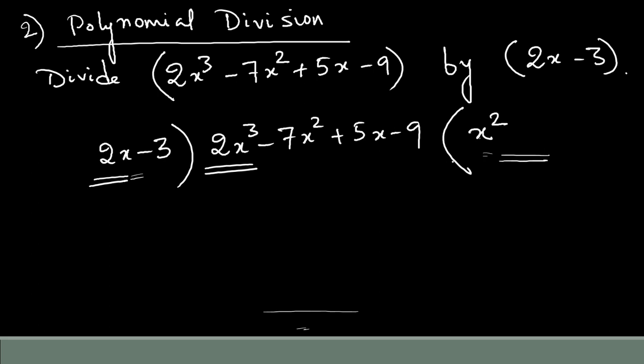So 2x times x square is 2x cube. Minus 3 times x square is minus 3x square. And then like normal division, we have to do the subtraction. If it is minus, then it's plus. If it is plus, then it's minus. Like normal subtraction. So this 2x cube gets cancelled.